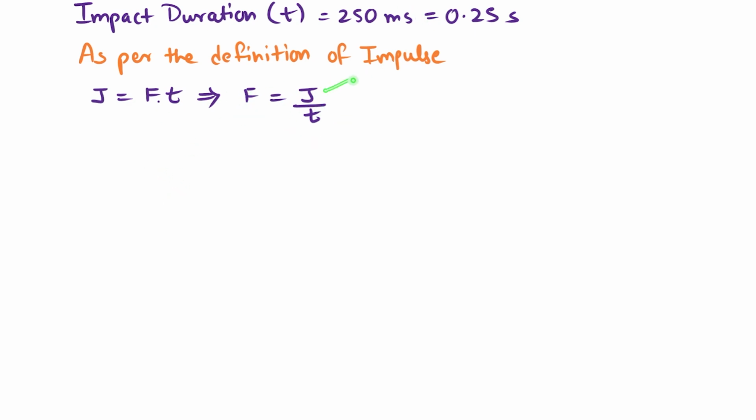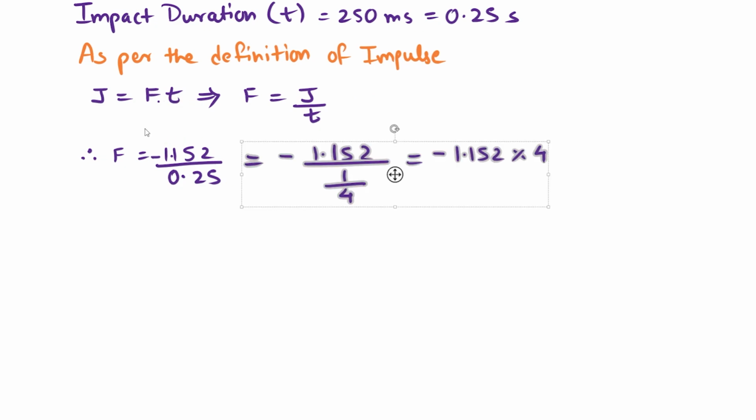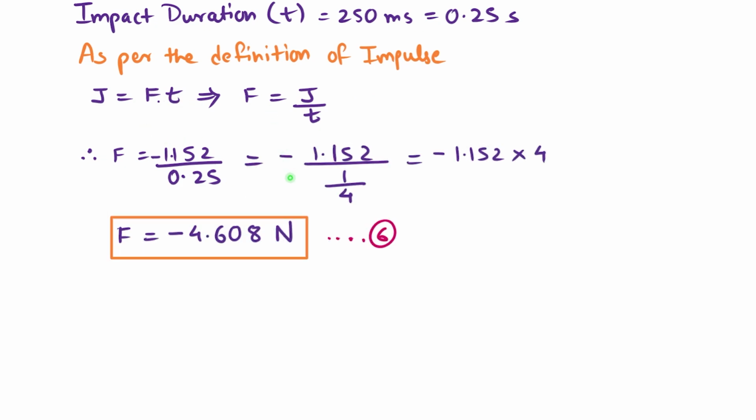And we know the value of impulse as we have calculated previously, and we know the value of time as it's given to us. So if I substitute these values from the previous equations, I get the value of force as minus 4.608 Newton. We have just substituted the value of impulse and the value of time. 0.25 can be represented as 1 by 4, and if you solve this further, you get force as minus 4.608 Newton. Let this be our equation 6.